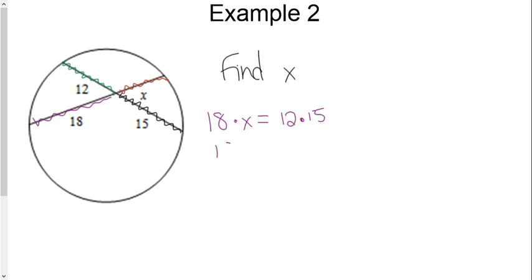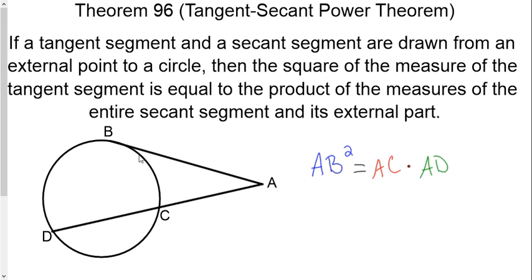So 18 times x just becomes 18x. 12 times 15 becomes 180. So divide both sides by 18, and you get x is equal to 10. The chord is actually one of the easier ones because you just multiply the parts. There's really nothing to figure out. Just multiply and divide. Now the second one is the tangent secant power theorem.